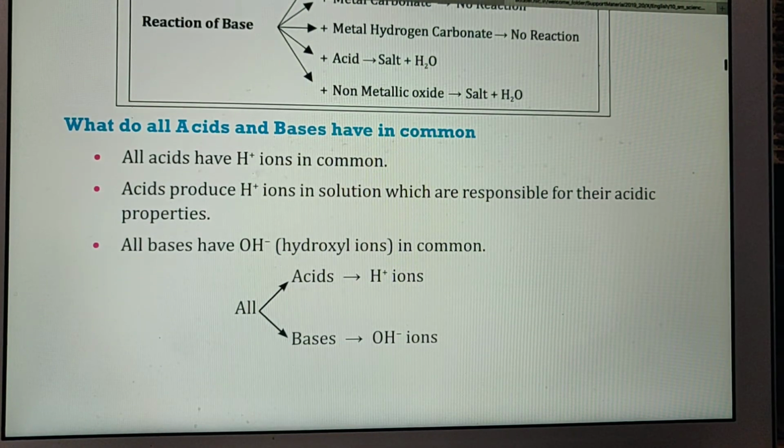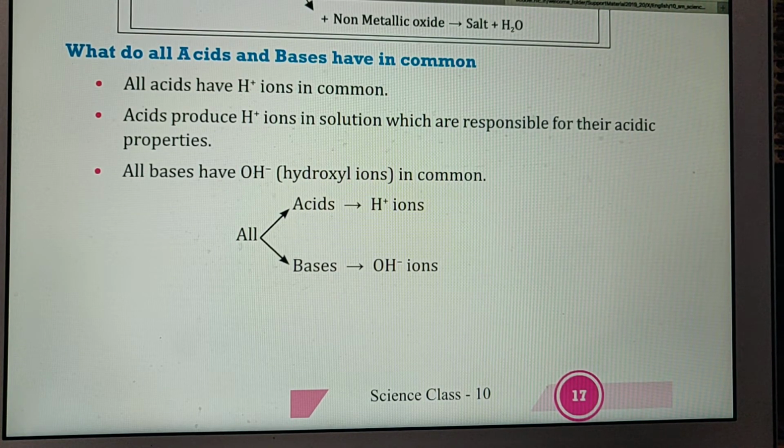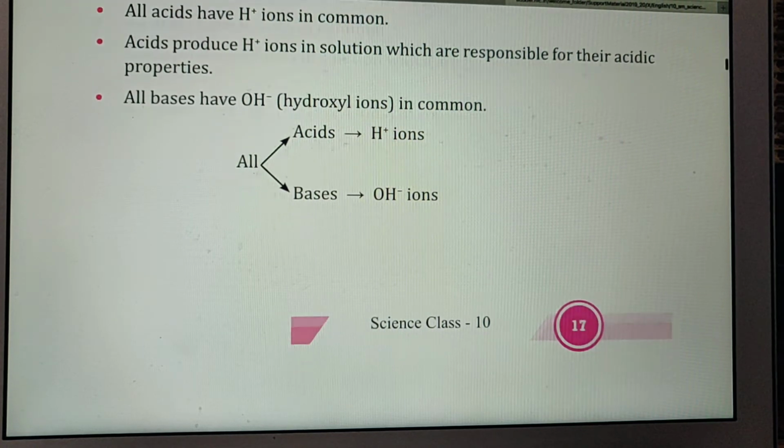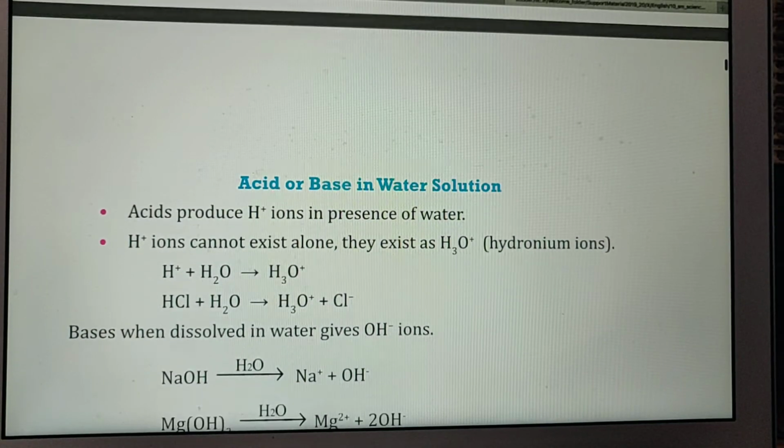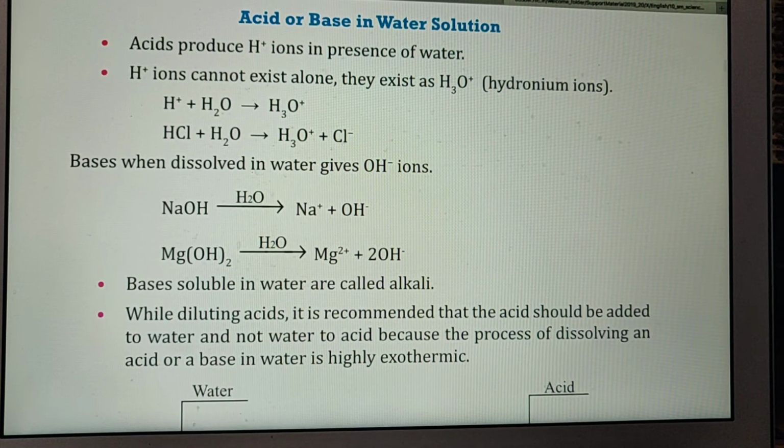Now, what do all acids and bases have in common? All acids have H ions and all bases have OH ions. So, this is again important for objective or multiple choice questions. Acids or bases in water solution.